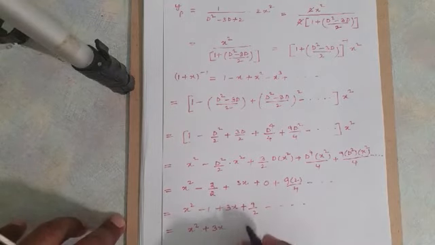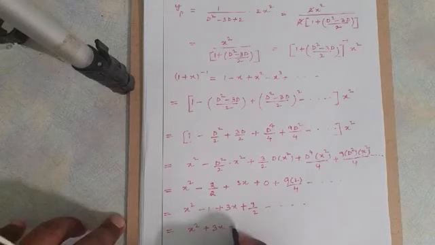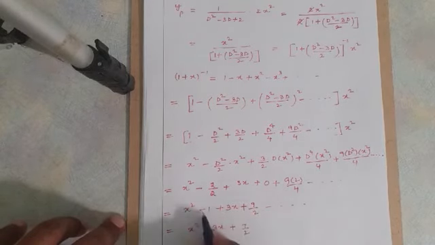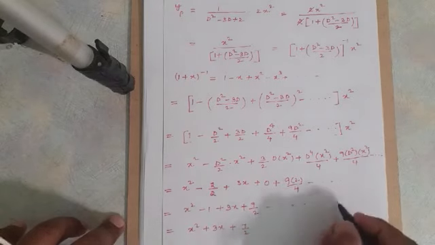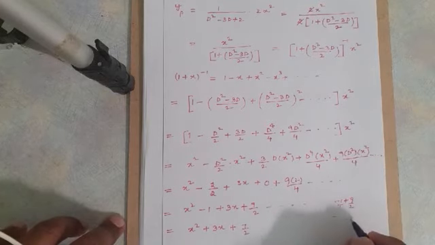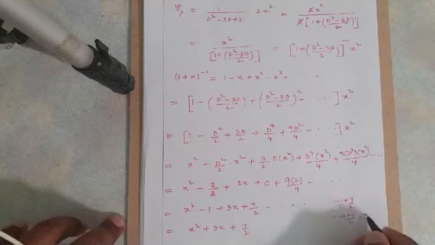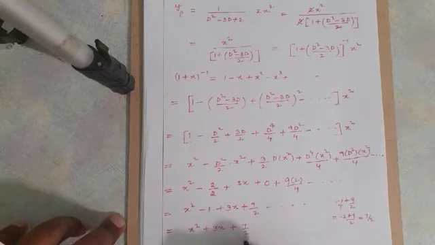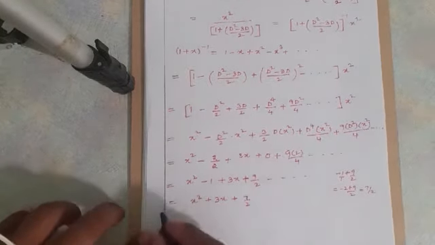So now plus 9/2 minus 1 is nothing but plus 7/2. If you cross multiply and take the LCM, you get 2, so minus 2 plus 9 becomes 7/2. So you get 7/2. This is the particular integral.